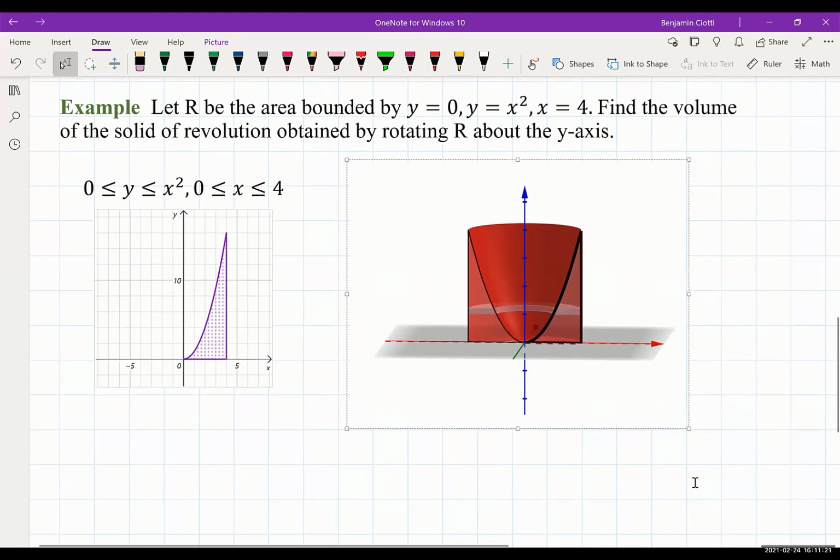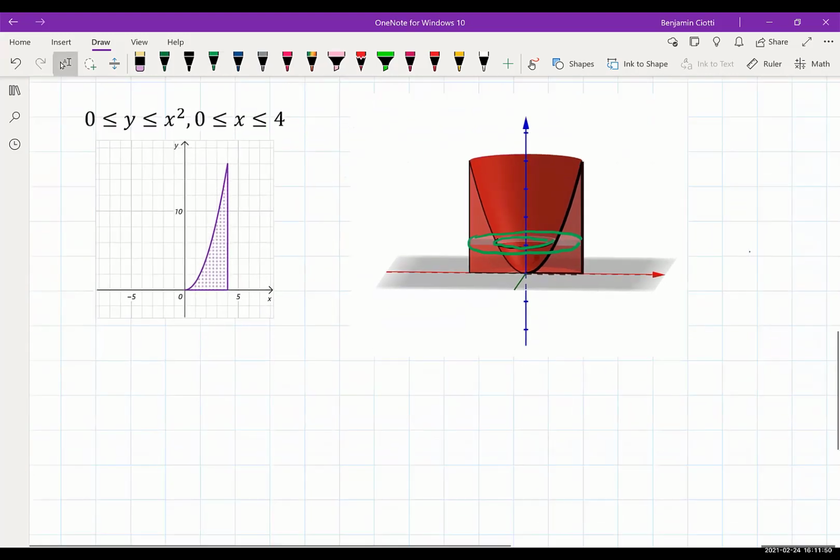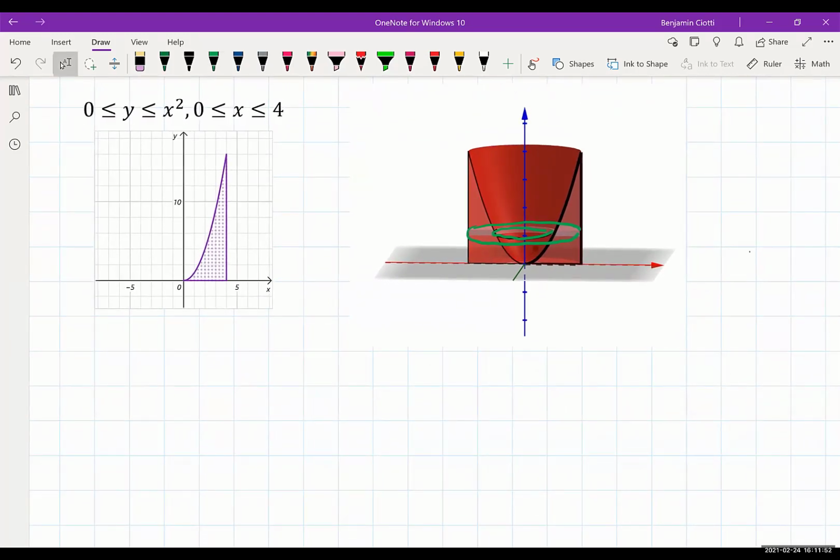So our cross sections are not discs anymore, but it looks like sort of one disc inside another, or rather a disc with a smaller disc removed. There's a special name for that, and it's called an annulus, or a washer.